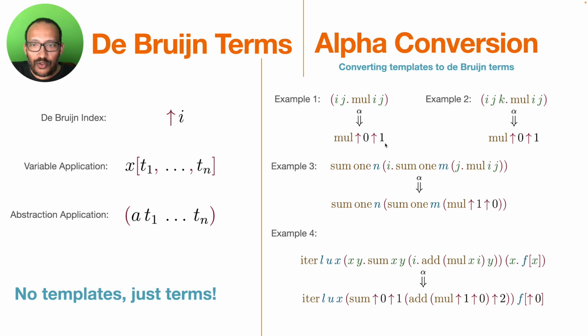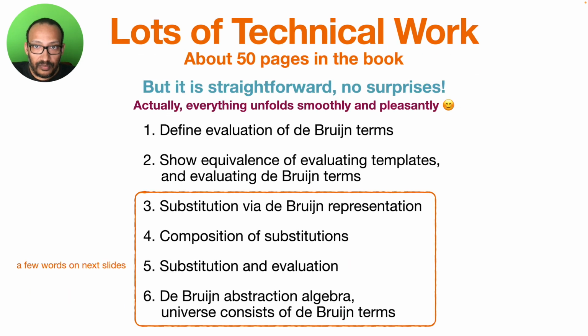They are a natural part. They are natural for us because they arise when we convert templates. All right, so then there's lots of technical work on top of that. It's about 50 pages in the book. As I said, it's at abstractionlogic.com. If you're interested, check it out there.